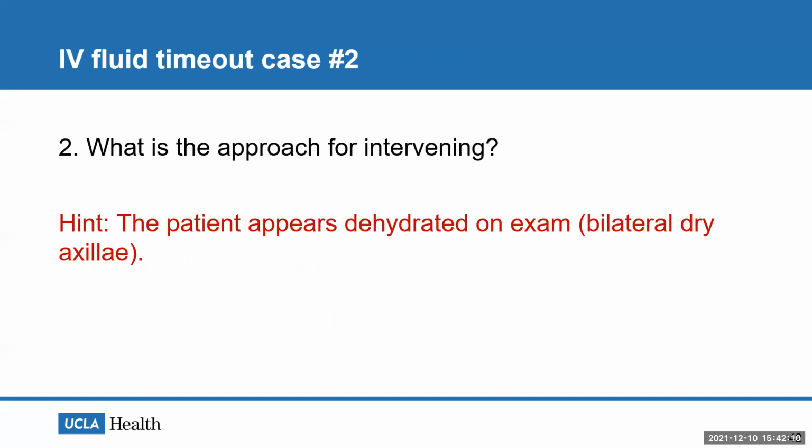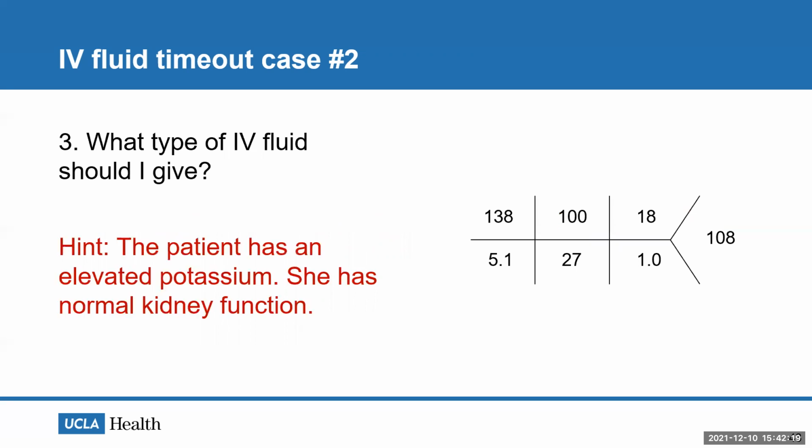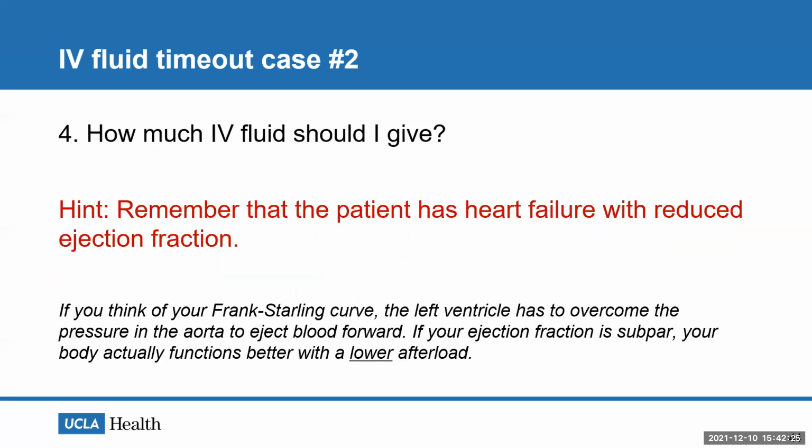What is the approach? She appears dehydrated on exam. She has bilateral dry axillae. What type of fluid should I give? Potassium is 5, normal kidney function, does not have cirrhosis. How much fluid should I give? Remember, she has heart failure with reduced ejection fraction.